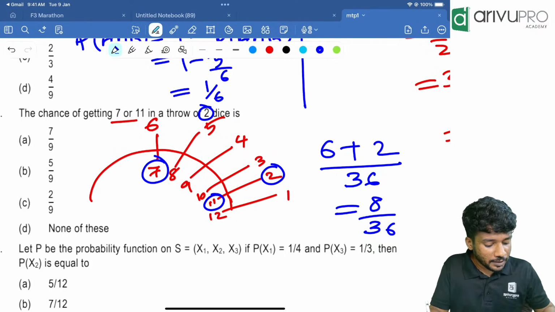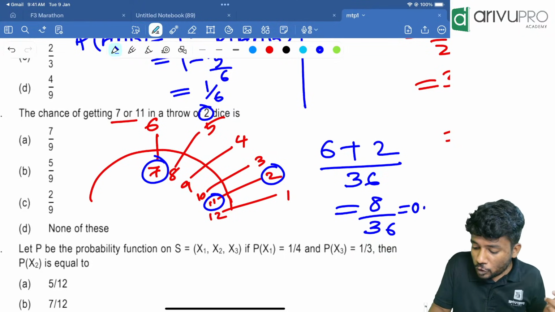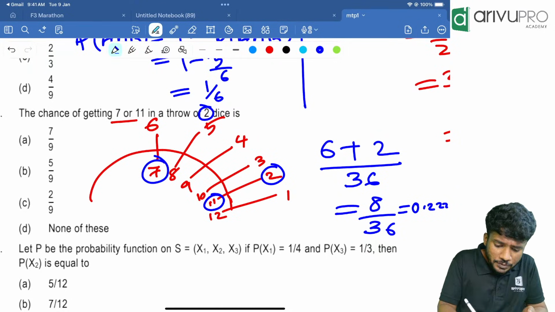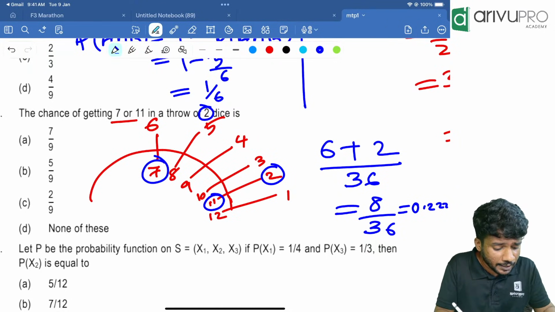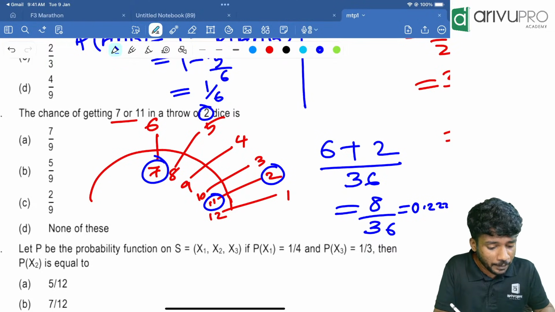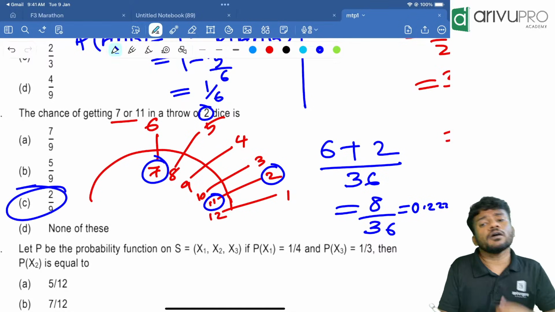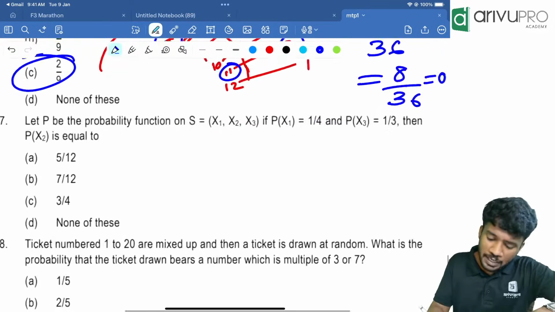So 8 divided by 36 is equal to 0.2222. Looking at the options, directly check. 7 divided by 9 is how much? 7 divided by 9 is 0.777. 5 divided by 9 is 0.555. 2 divided by 9 is 0.222. Option C is your answer. Go for that. Next one.